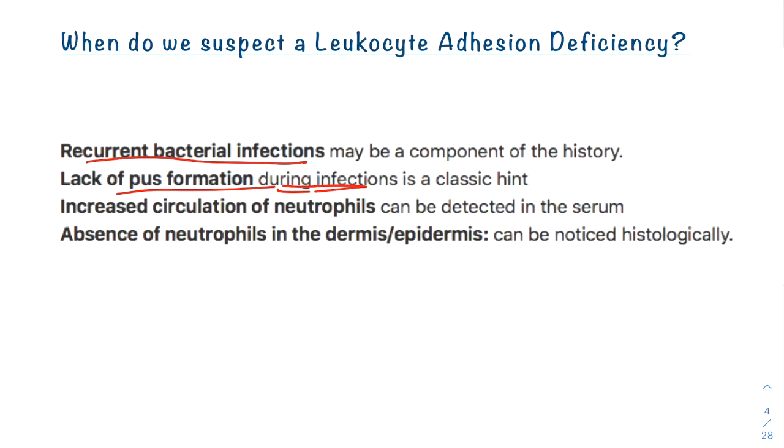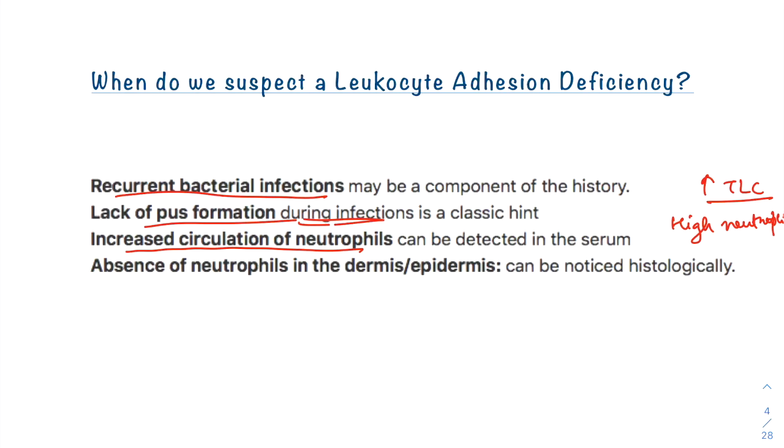Also, in the patient, there will be increase in the number of circulating neutrophils in the blood. That is, there'll be increase in the TLC count, mainly comprising of high neutrophil count or neutrophilia in the blood. But remember, such a patient, though has increased neutrophil counts in the blood, he or she will not have high neutrophil count at the site of infection.